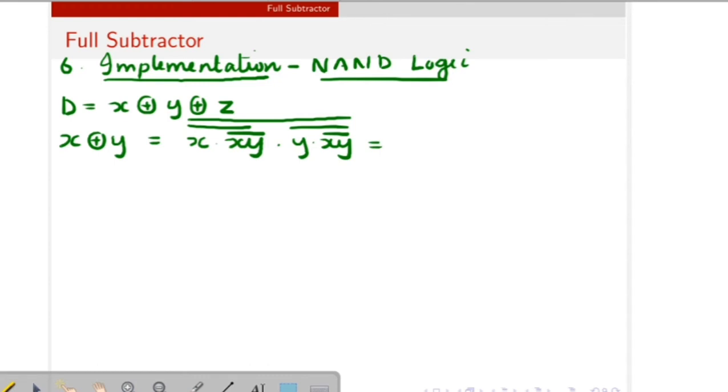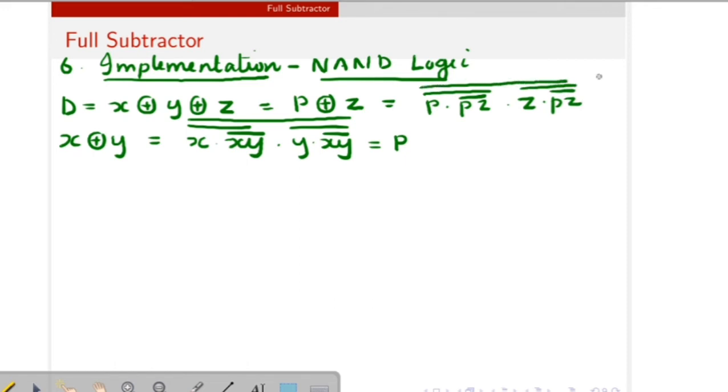Take it as P, then we can write X XOR Y XOR Z as P XOR Z. So P XOR Z can be written as P into (PZ bar) whole bar, dot Z into (PZ bar) whole bar, whole bar.